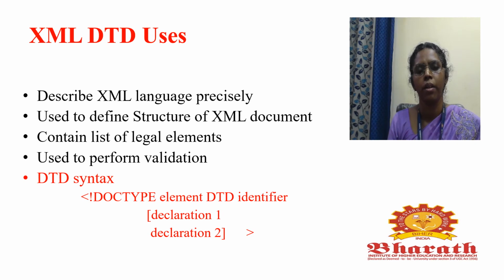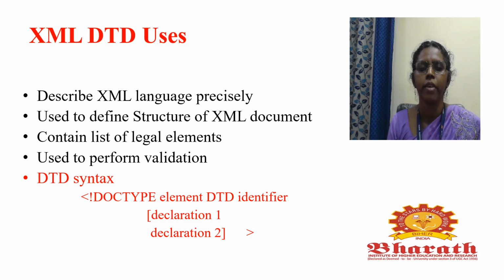Then what is the use of XML DTD? The first one is, it is used to describe the language precisely. Very exactly, clearly we can define the XML language. It is used to define the structure of XML. What is the structure we are following? Whether within the employee tag, what are the attributes we are having? What type of data we are having? So that structure we can easily specify using the XML DTD. Not only that, what are the list of legal elements we are having, and not only that, whether the data is correct or not, that will be validated against the XML document using this DTD.